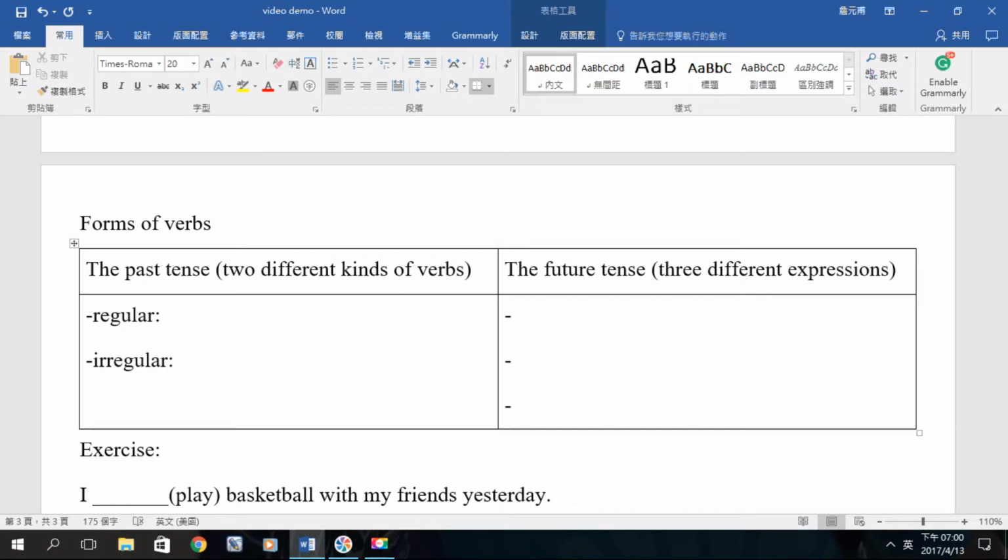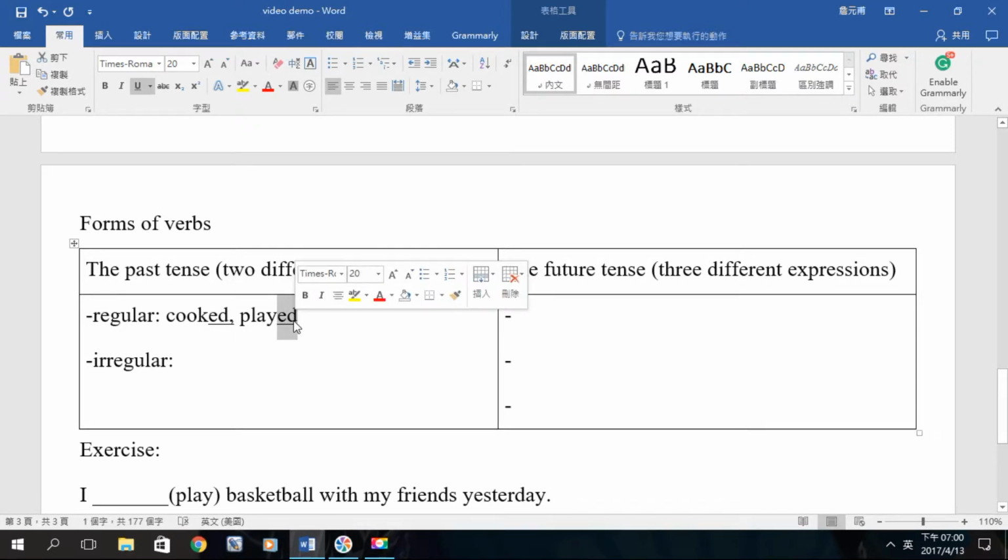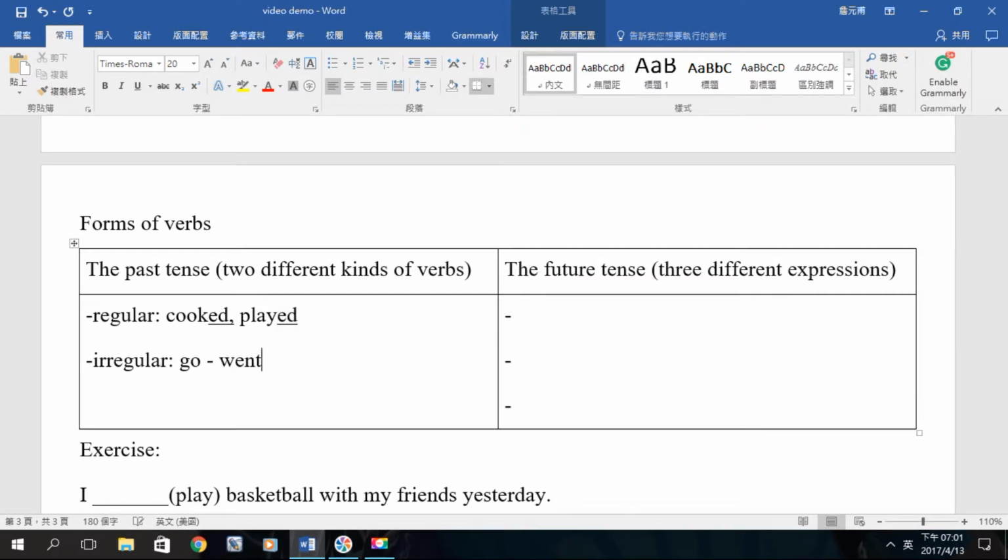Regular verbs are verbs such as cook. This is a base verb. The past tense of cook is cooked. And like play, this is the base verb. The past tense of play is played. As you can see that regular verbs follow a set of rules. We put ed at the end of verbs. As for irregular verbs, we're talking about verbs such as these: go, went, come, came, buy, bought.